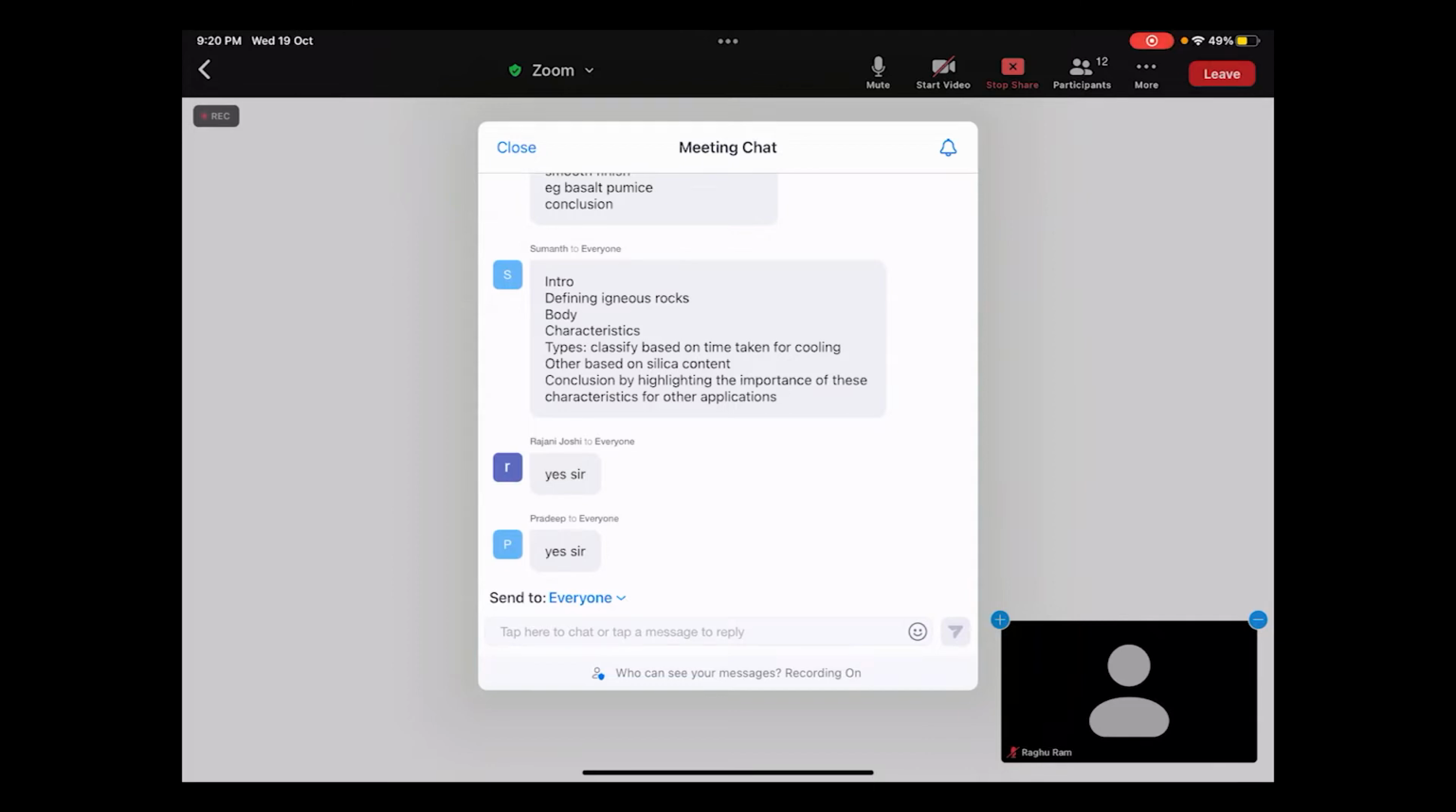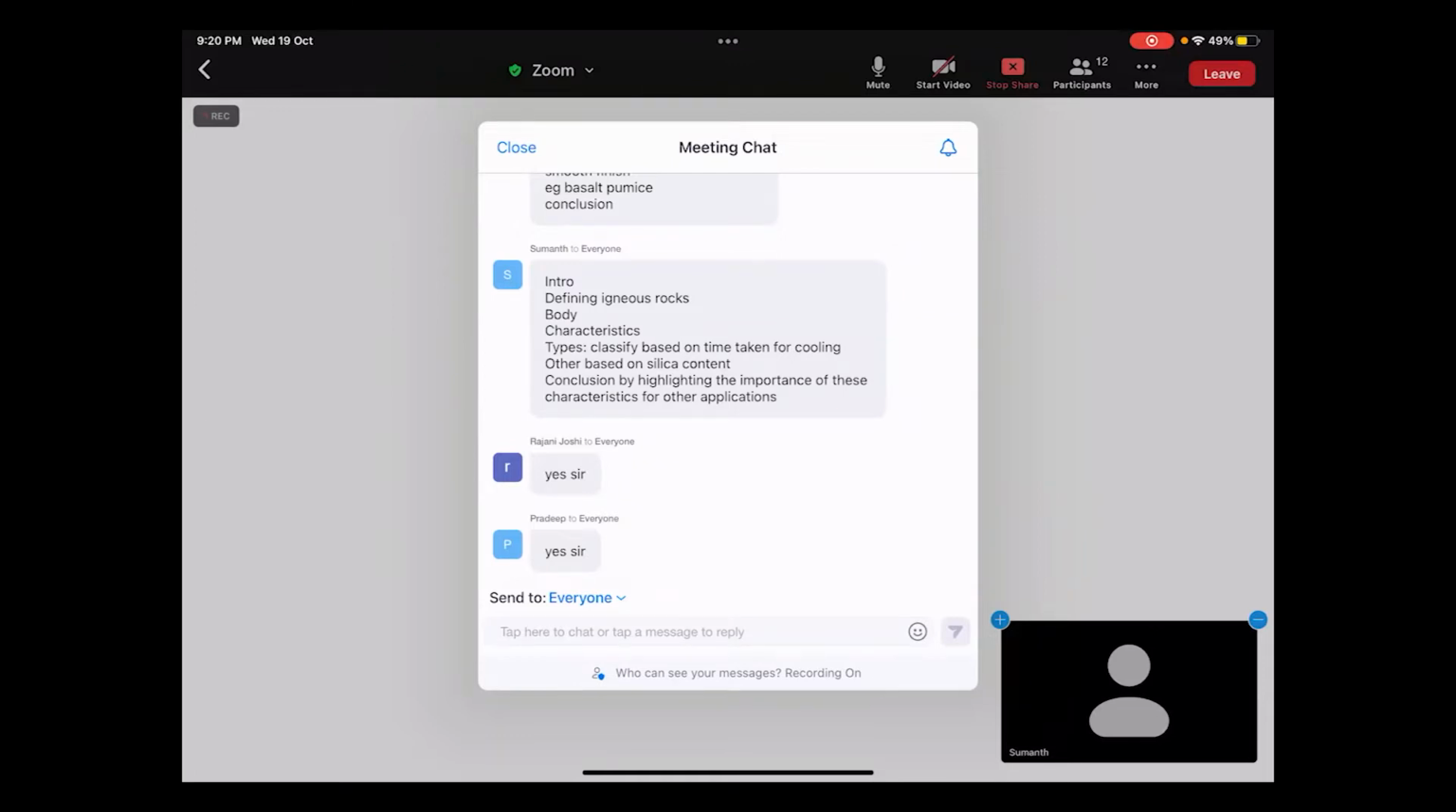So Sumant, you are saying based on the silica content, you want to classify them as acidic or basic, something of that sort. Yes, sir. Acidic and basic. Okay, yeah. So high silica content will be acidic and low silica content will be basic, right? Yes, sir. Okay.